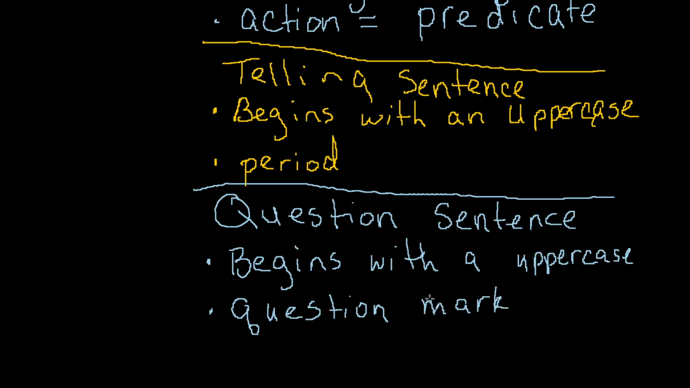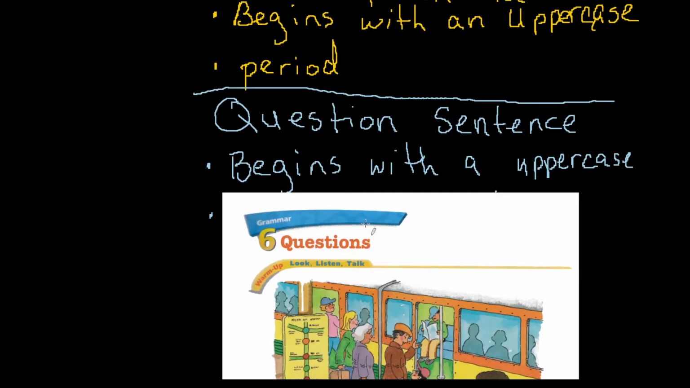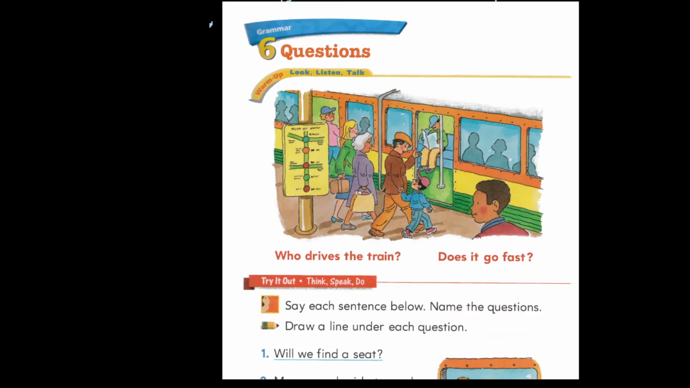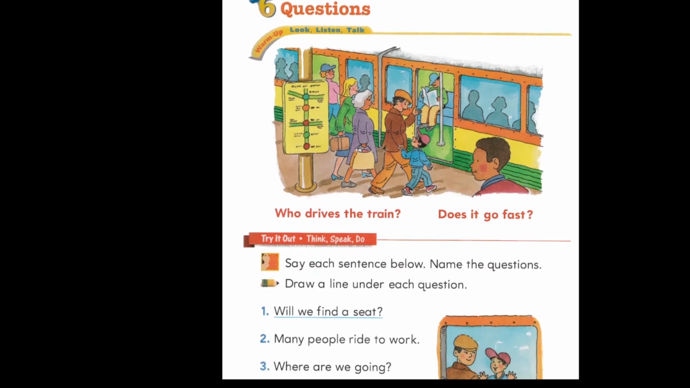Now, let's go down and see some question sentences in action. Let's see our examples. Who drives the train? Just like I said, it begins with an uppercase letter, and that's the uppercase W. And there is our question mark. See?